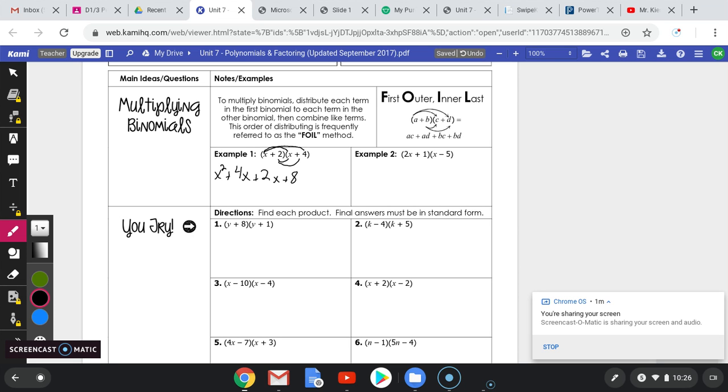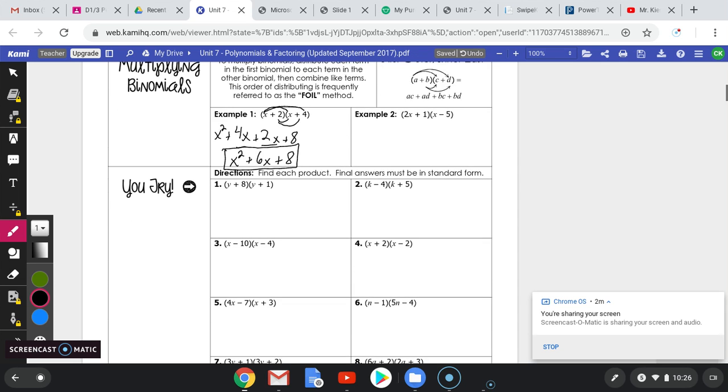So do I have any like terms here? Well, yes, I do. I have a like term here and here. If I combine those two, if I add them, x squared plus 4 plus 2, 6x plus 8. And this, ladies and gentlemen, is the standard form of writing it, where you have the highest exponent first and then the next lowest and lowest after that. And that's really it here.